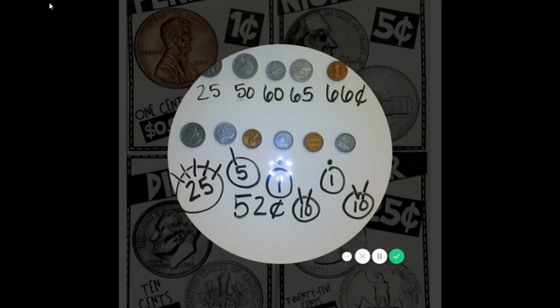All right, friends, today you got a little bit of practice with the coins that we're going to be using in 2nd grade. We counted groups of coins that were similar and groups of coins that were different.